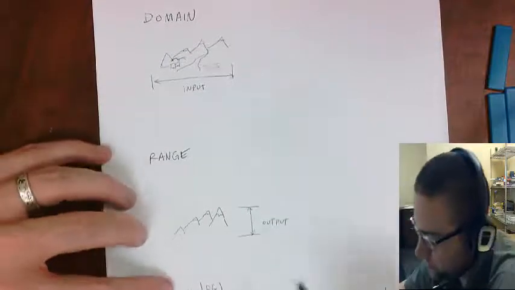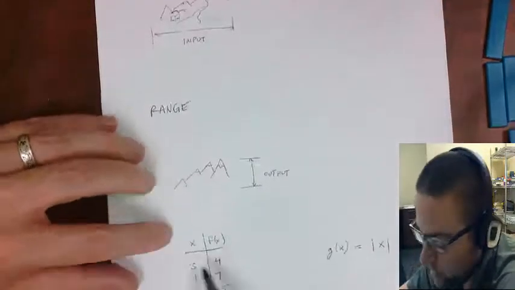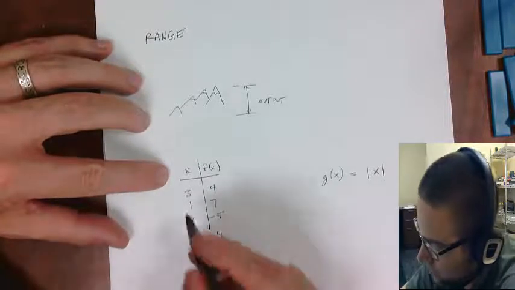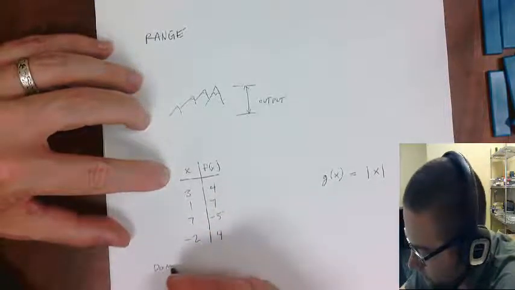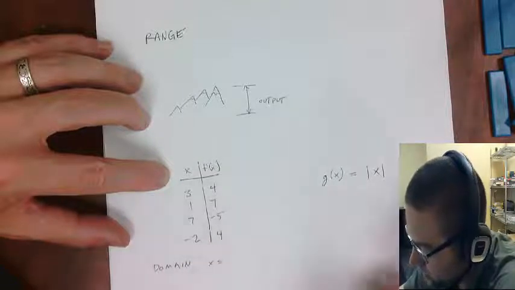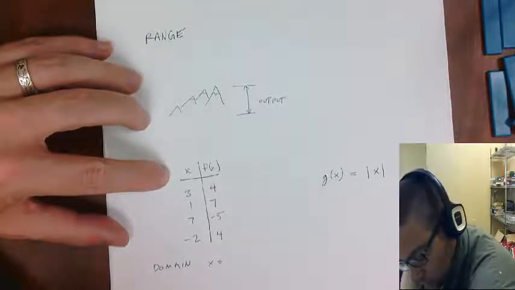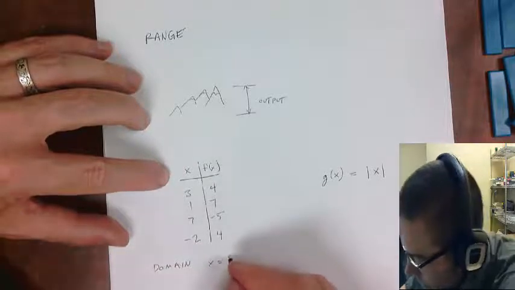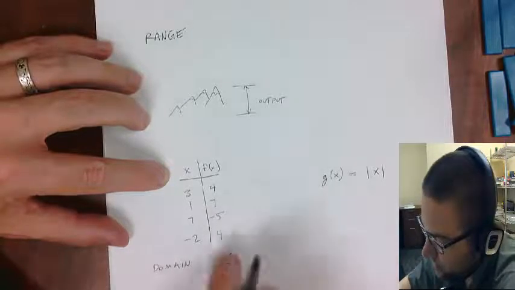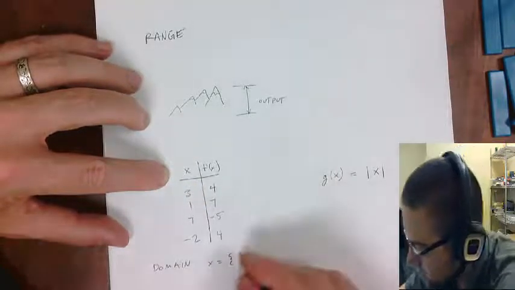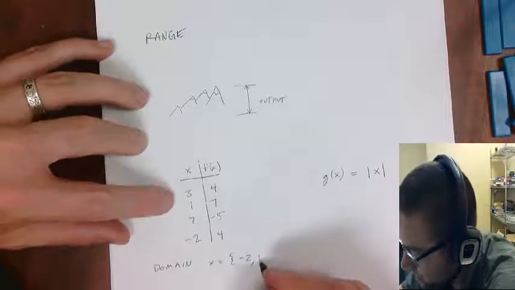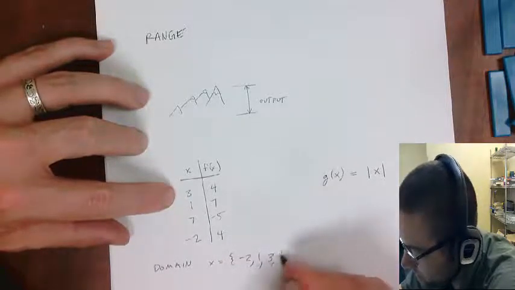Okay, so just two examples here. Here's if we're given a list of values for x and f of x. So here the domain would be x is, and when we do a list, I use curly braces or French braces. So I'm just going to list the possible x values. And I usually put them in order. So the lowest one would be -2, 1, 3, and 7.